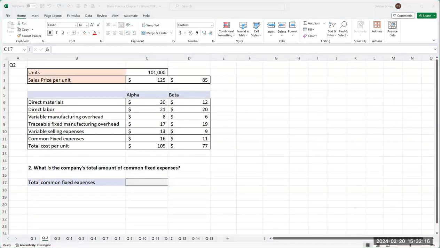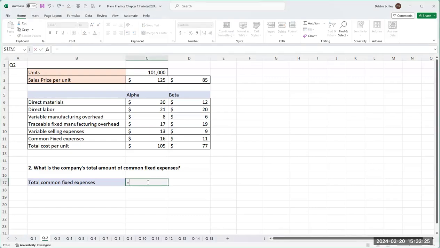Question 2. Now they want to know, what is the company's total amount of common fixed expenses? So we're going to see if I can do this. We're going to equals, open parentheses, common fixed expenses for alpha plus the common for beta, close parentheses, times 101,000 units. And that gives me the total.